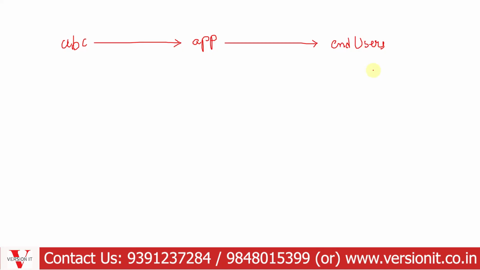So what are the things that come into the picture when you are following an on-premises methodology? Let us try to understand it here. For example, if a company wanted to roll out a new application for their end users, what will happen? Whenever you want to create an application, the business comes up with a requirement for the application.